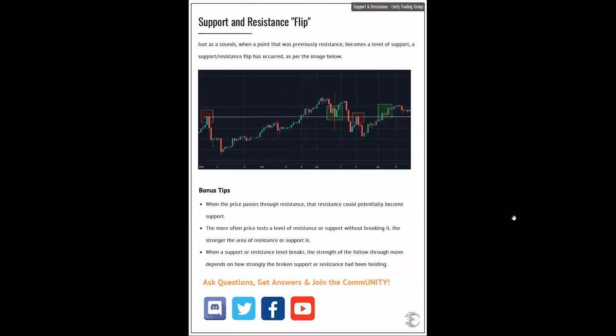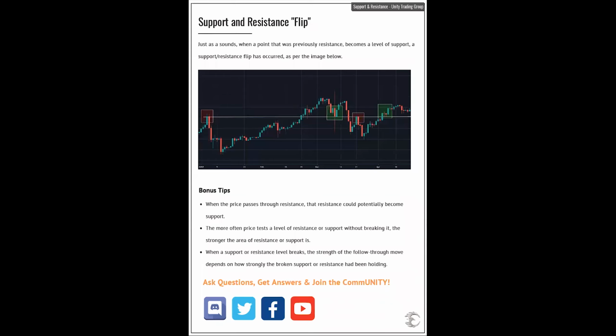So let's continue down. Support and resistance flip. Just as it sounds, when a point that was previously resistance becomes a level of support, a support resistance flip has occurred, as per the image here. So we hit this level of resistance, we've busted through, it's then become support. We've broken through, it's then become resistance, bang, it's then become support. That's the support and resistance flip. Very simple. Pay attention to it.